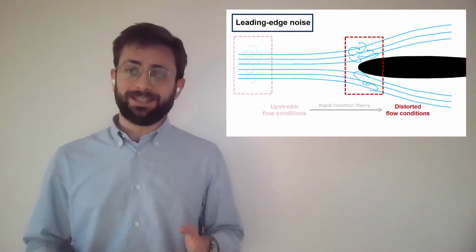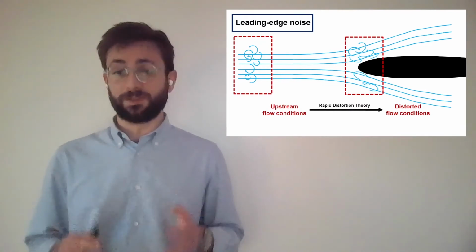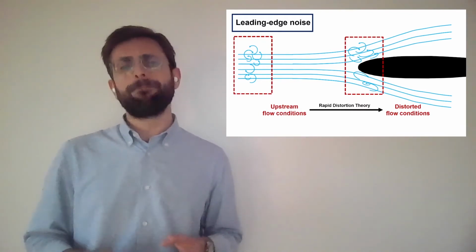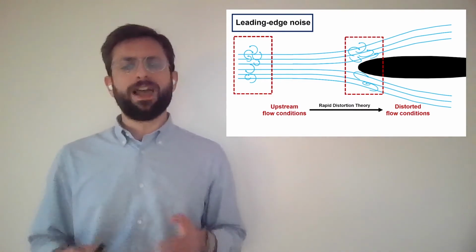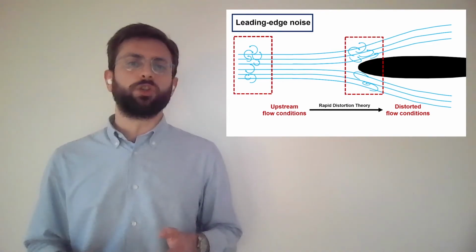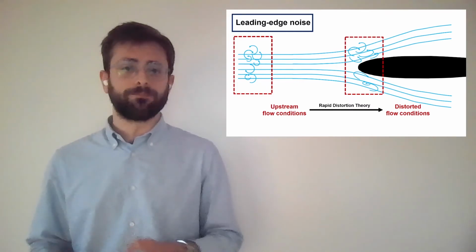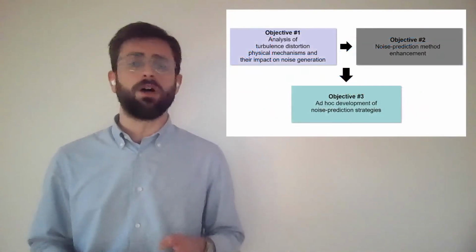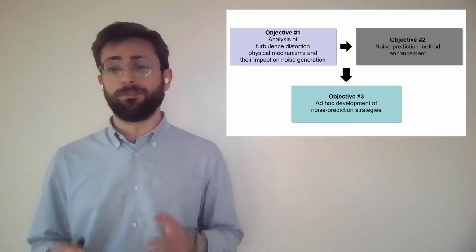These characteristics can be calculated starting from the upstream undisturbed part of the flow field by applying the so-called rapid distortion theory, developed exactly to analytically model the distortion of turbulence interacting with thick or bluff bodies. The objectives of this PhD can therefore be summed up in these 3 points.